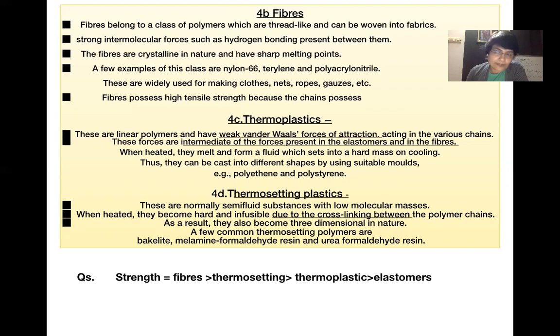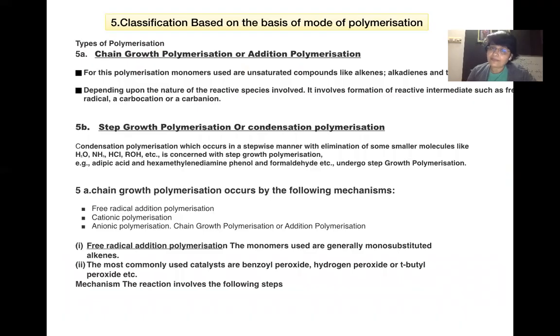One question normally remains for competitive exams also, to do comparison of the strength in fiber, thermosetting, thermoplastic, and elastomers. You'll find fibers are the hardest substance, meaning the more durable you will say, then thermosetting, thermoplastic, and then elastomers. Now, classification based on mode of polymerization.